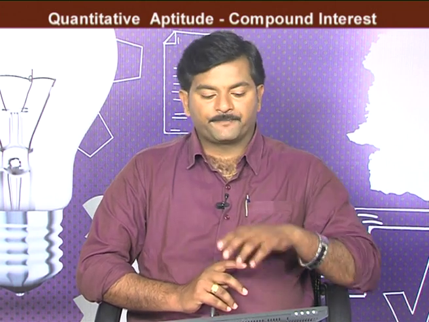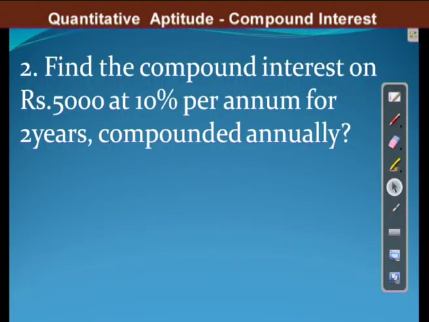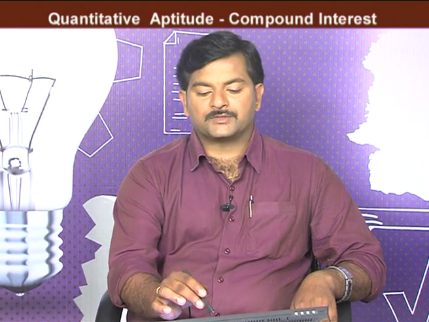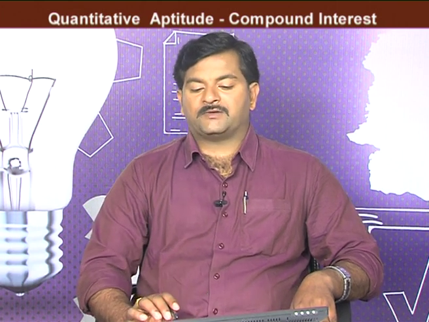So what is the question? Find the compound interest. See, in the previous question he asked to find out the amount, whereas here he asked to find out the compound interest. Find the compound interest on rupees 5,000 at 10% per annum for 2 years, compounded annually. So he is compounding annually.